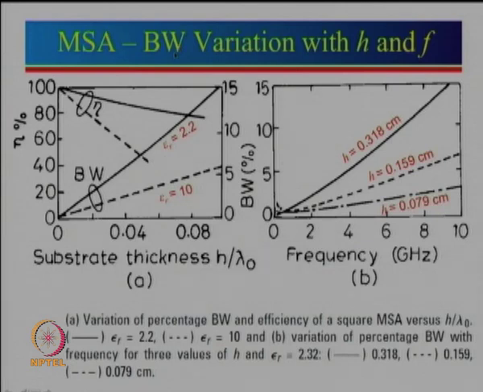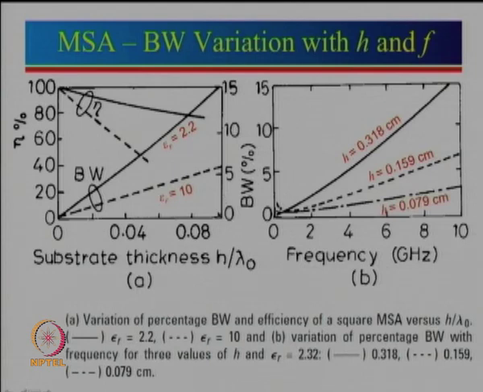It shows the bandwidth variation with substrate thickness, and with frequency. We have substrate thickness shown along this side, and this is a normalized substrate thickness. I have always been telling you that the absolute value should not be considered, always a normalized value. What we can see here is that h by lambda 0 varies from 0 up to 0.1. And we have 2 things for the vertical axes. This side shows efficiency, and this side shows percentage bandwidth.